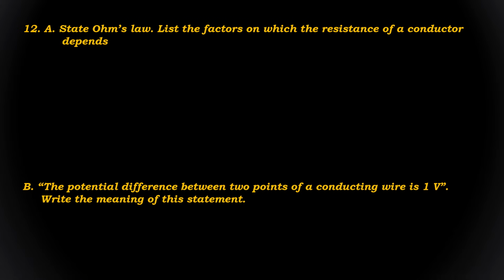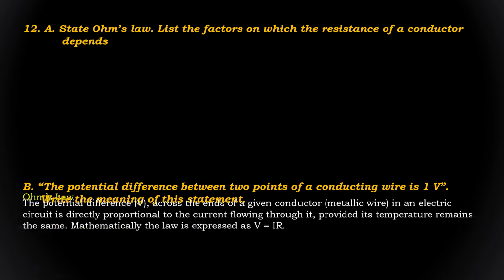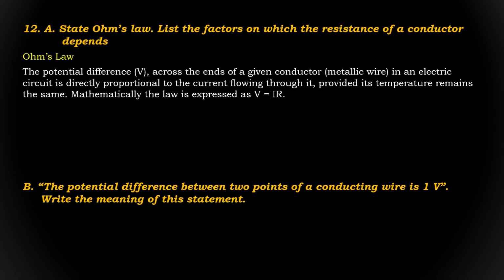Fine. Question 12 has two parts, A and B. Let's focus on part A. State Ohm's law and list the factors on which the resistance of a conductor depends. Ohm's law is a very important law, also from the final examination perspective. It tells that the potential difference V across the ends of a given conductor in an electric circuit is directly proportional to the current flowing through it, provided its temperature remains the same. Mathematically we express this as V = IR.